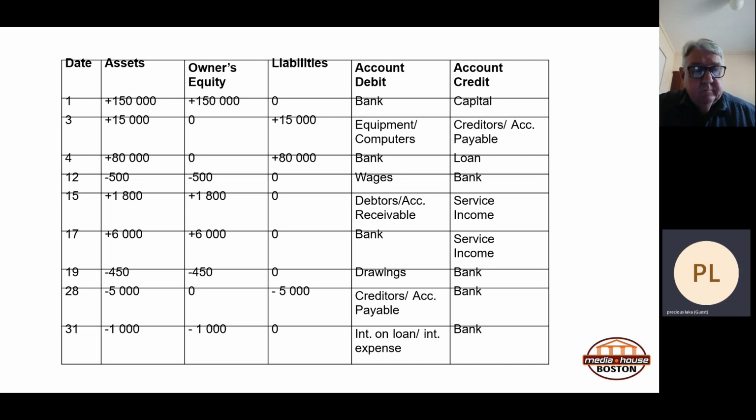Okay, I'm done drawing the table. The owner took clothing from trading inventory for personal use. Selling price was 1,500.